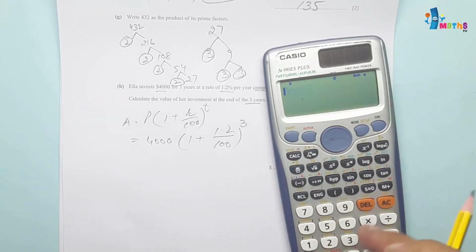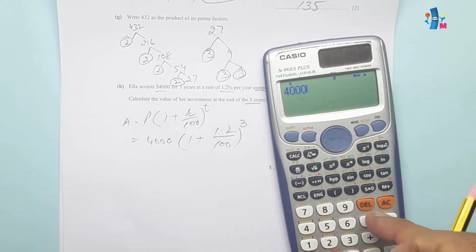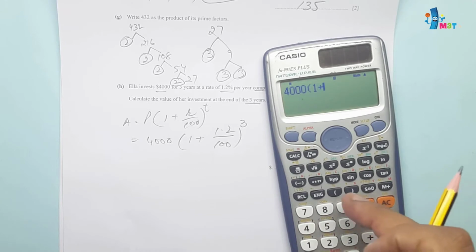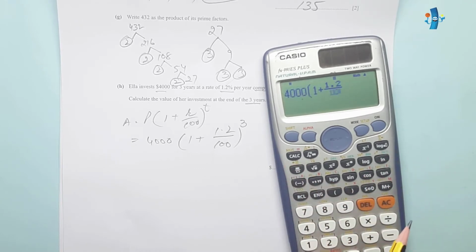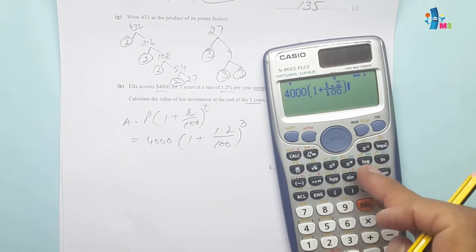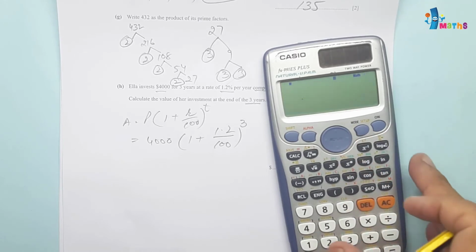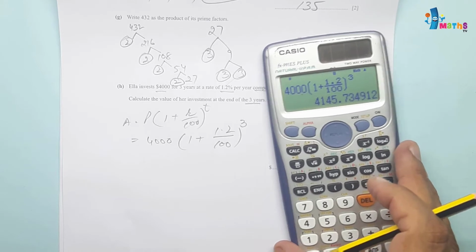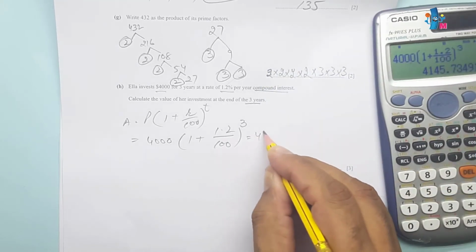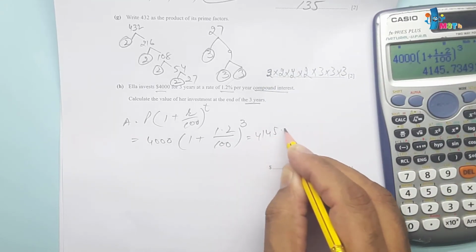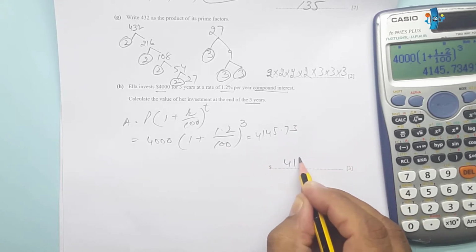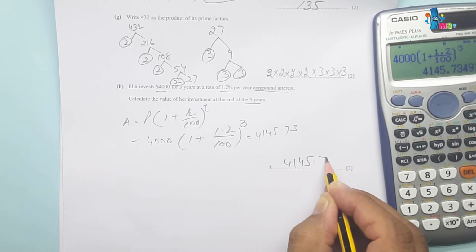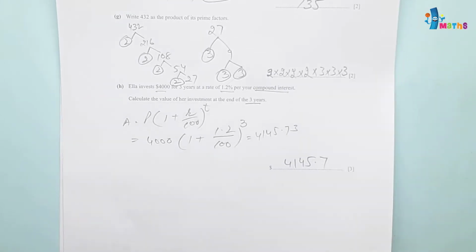And if we calculate this, 4,000 into 1 plus 1.2 over 100 and raised to the power 3 will be equal to 4145. This is equal to 4145.73. So our answer will be 4145.7. This will be our answer.